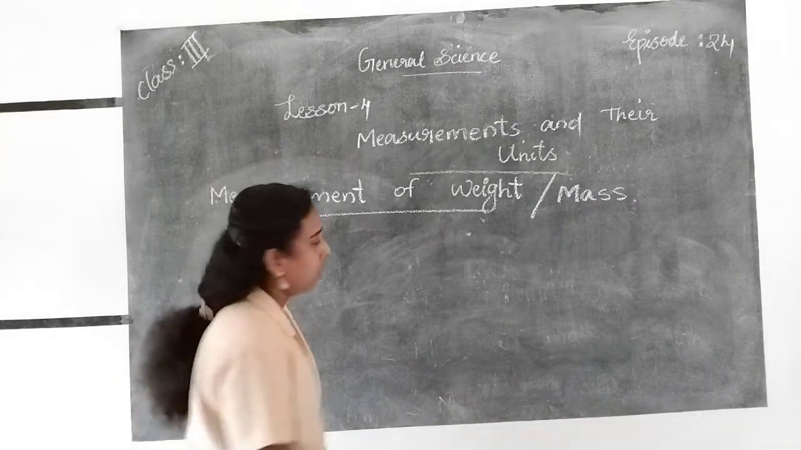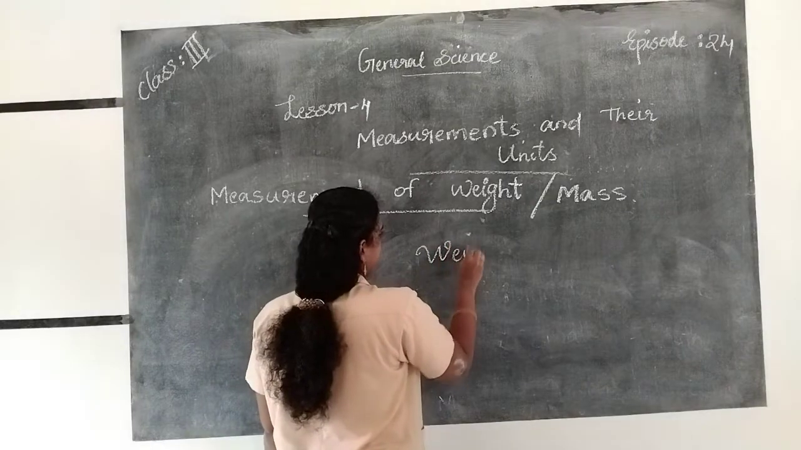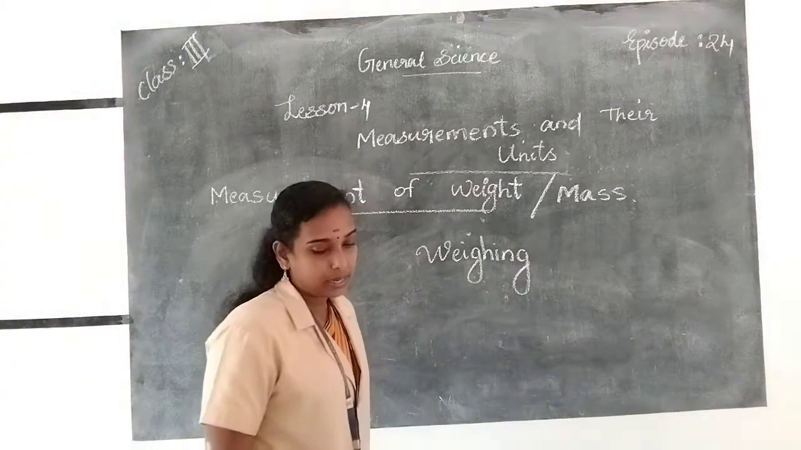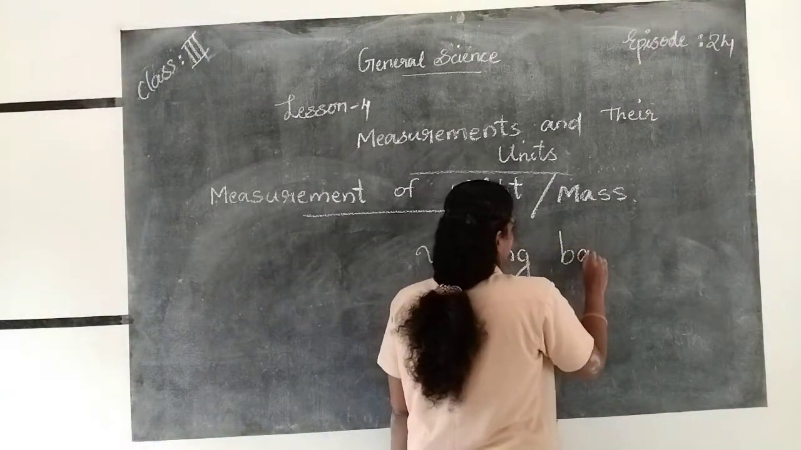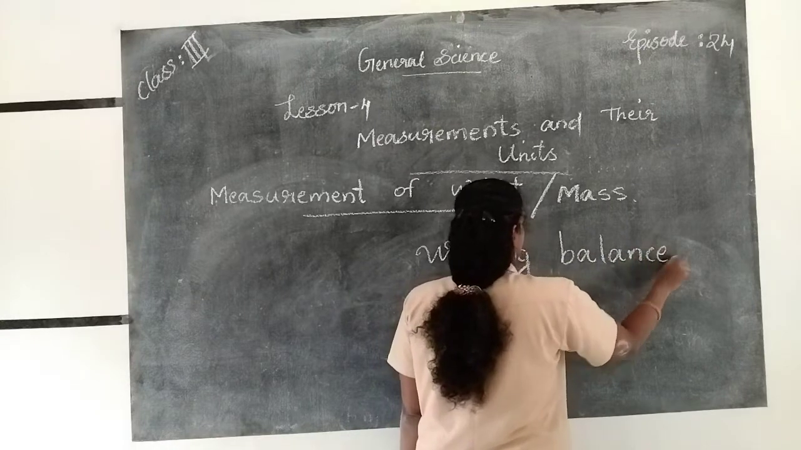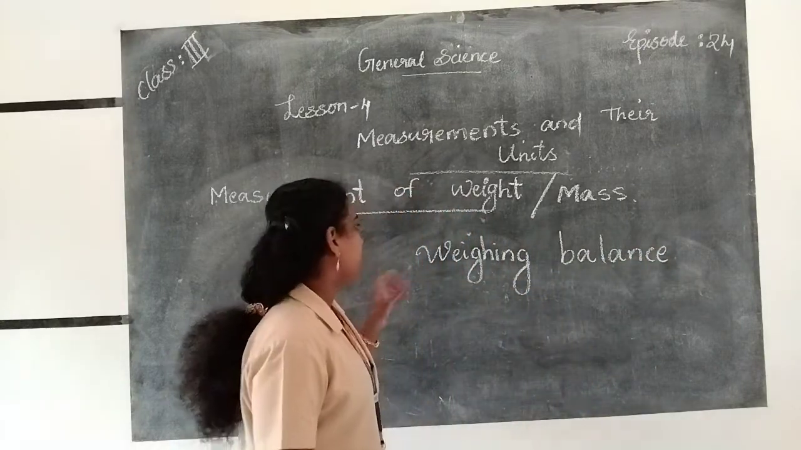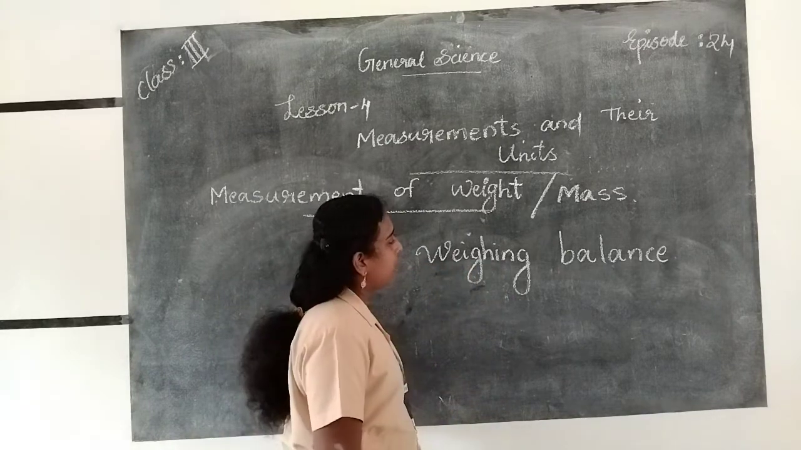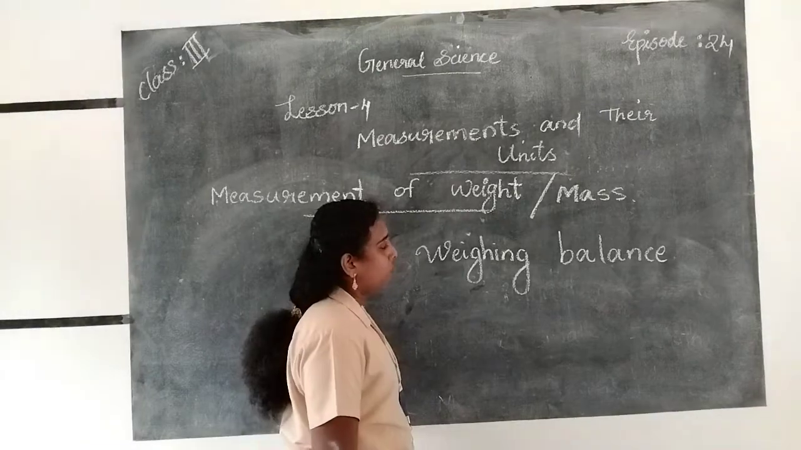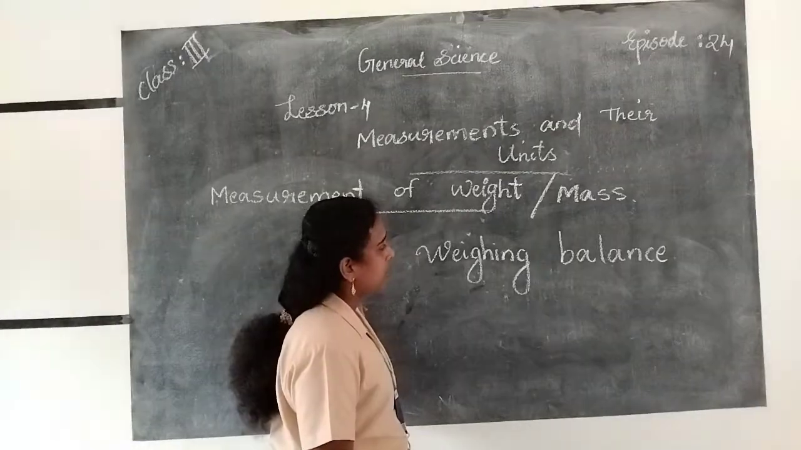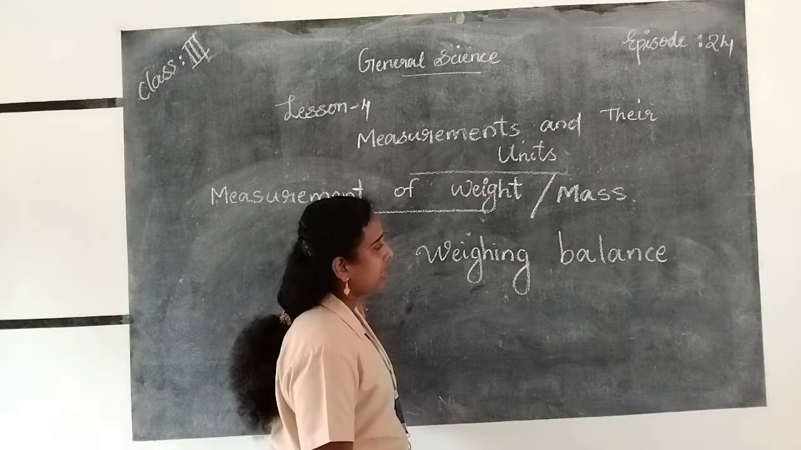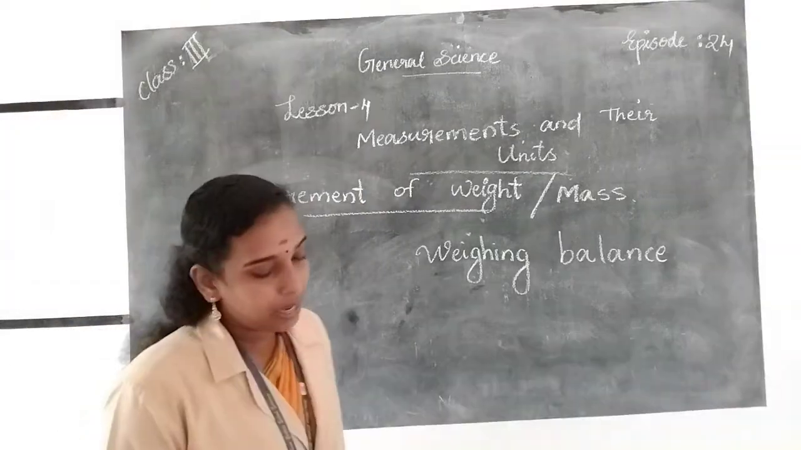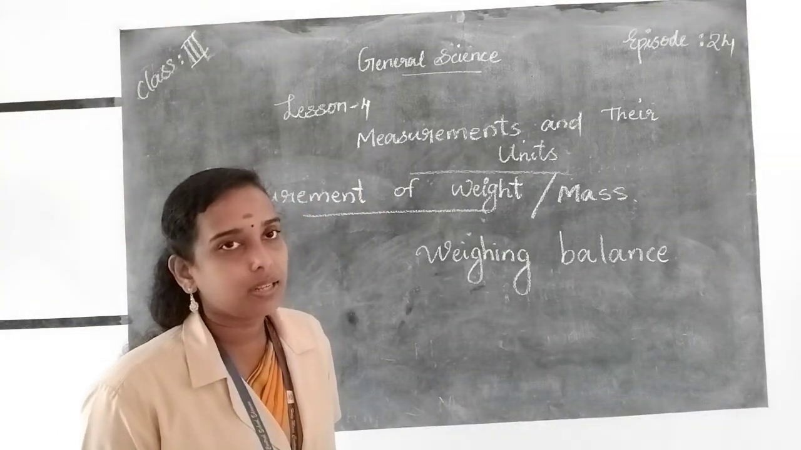W-E-I-G-H-I-N-G, weighing. Weighing balance, B-A-L-A-N-C-E. Weighing balance. So a weighing balance is used to measure the weight of the articles.